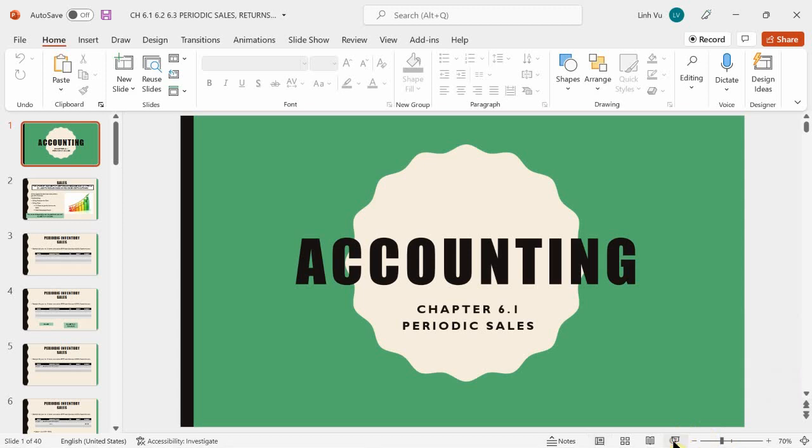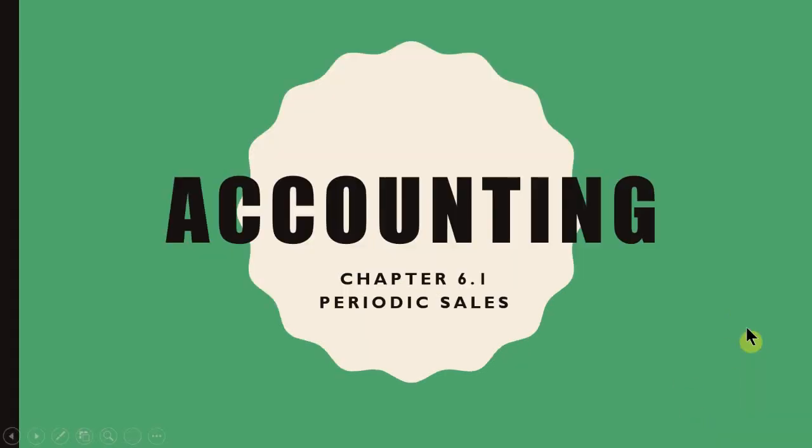Right, so welcome back to accounting. We just looked at periodic inventory purchases, right? You need to purchase your items before you can sell them, right? Pretty straightforward, right? You need to have the inventory items available before you can sell them.